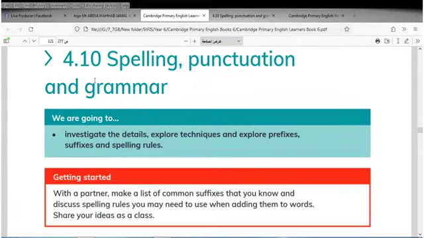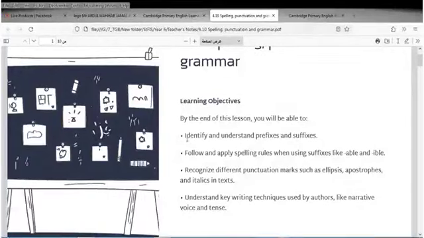Today's session 4.10, Unit 4, Lesson 10, Spelling, Punctuation, and Grammar. This is Cambridge Checkpoint Primary. We are going to identify and understand prefixes and suffixes. We are going to follow and apply spelling rules when using suffixes like able and ible. Recognize different punctuation marks such as ellipses, apostrophes, and in the end, we are going to understand key writing techniques used by authors like narrative, voice, and tenses.